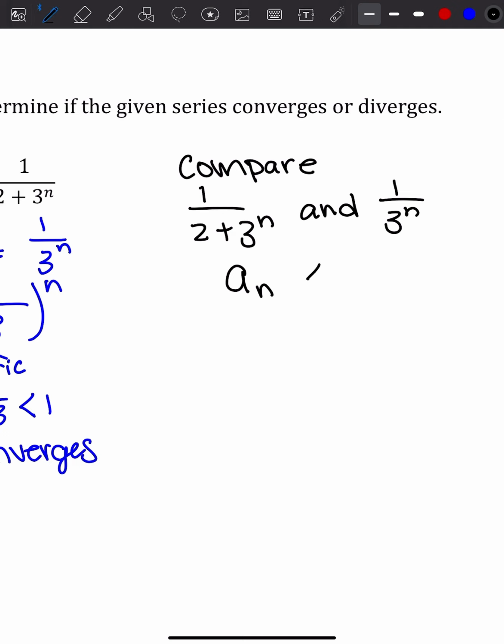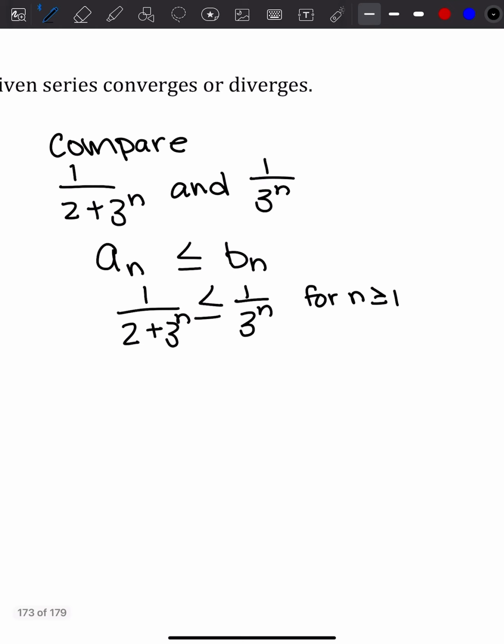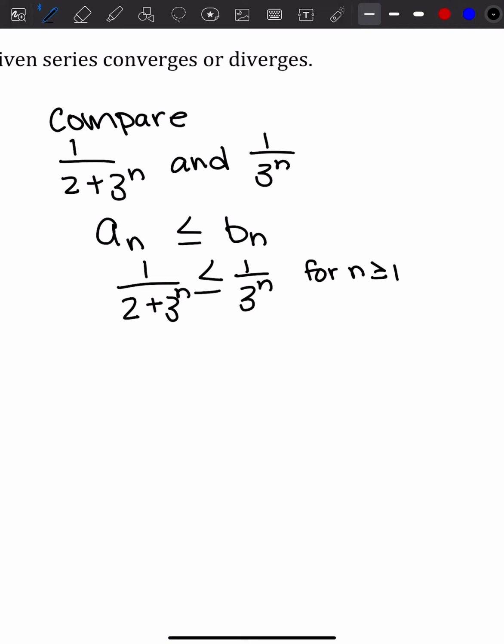So what we need now is for a sub n to be less than or equal to b sub n. We said b sub n was 1 over 3 to the n, which means a sub n, 1 over 2 plus 3 to the n power, has to be less than or equal to it. And this has to be true for n greater than or equal to 1. It does not have to be true for negative values or 0. Okay, so now we're going to multiply by the denominators on both sides. I'm going to multiply both sides by 2 plus 3 to the n power. That means our 2 plus 3 to the n is going to be on this side. If I multiply by 3 to the n on both sides to get rid of that denominator, we're going to have a 3 to the n on this side. And because we just multiplied by positive numbers, the inequality doesn't flip. So 3 to the n is less than 3 to the n plus 2.